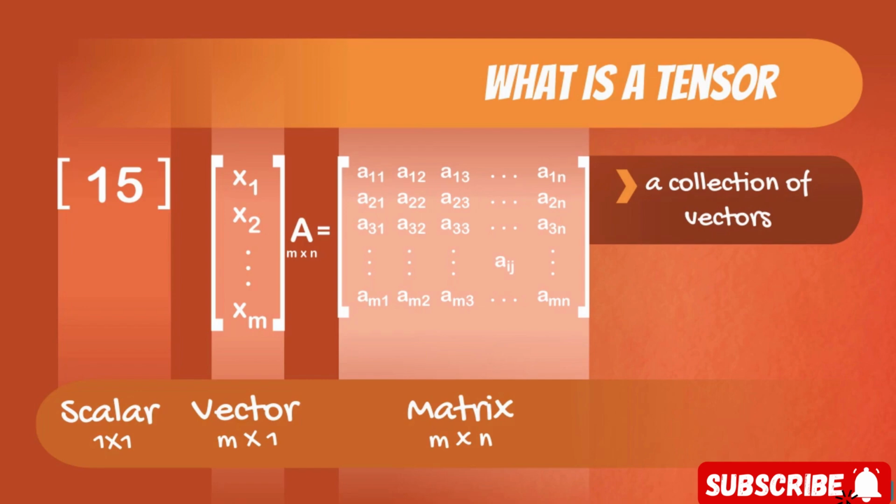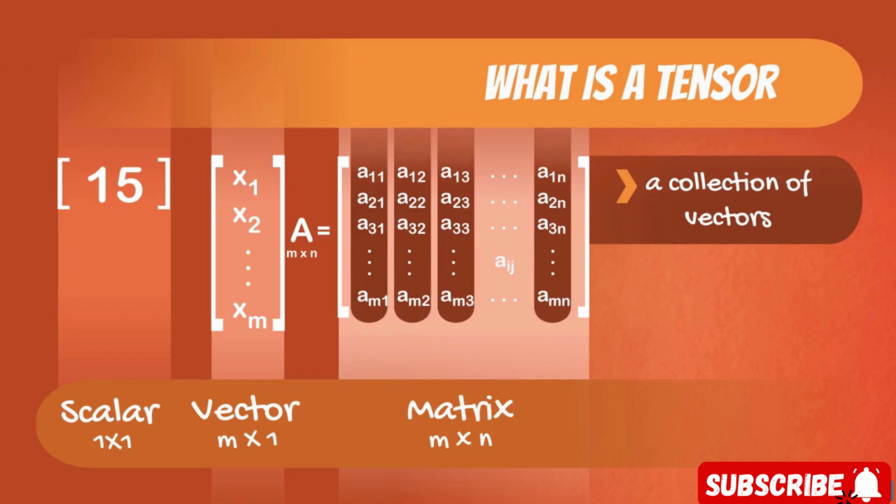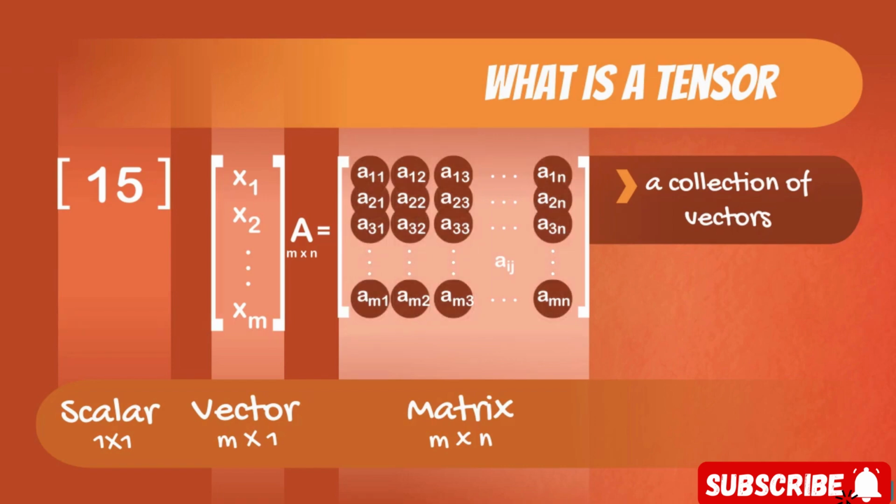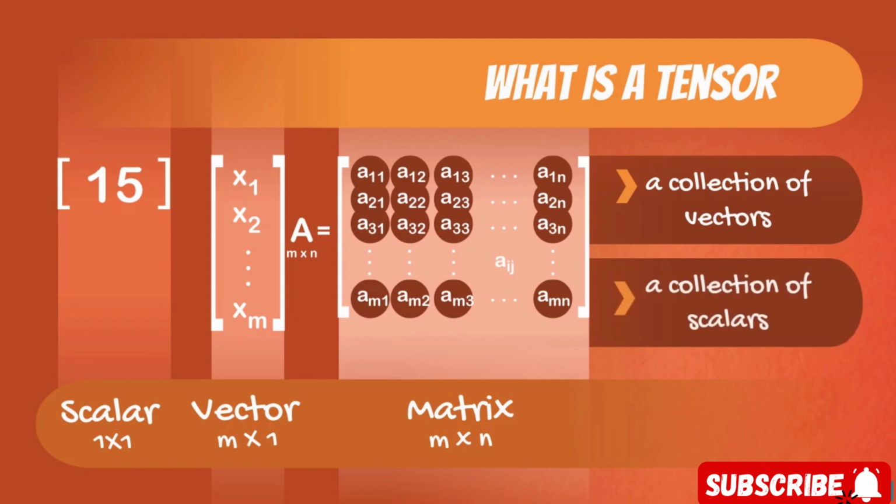In other words, a matrix is a collection of n vectors of dimensions m by 1, or m vectors of dimensions n by 1. Furthermore, since scalars make up vectors, you can also think of a matrix as a collection of scalars too. We know all that already. Let's get to tensors.